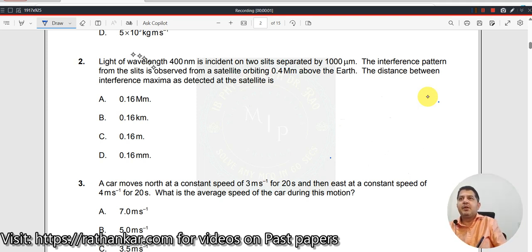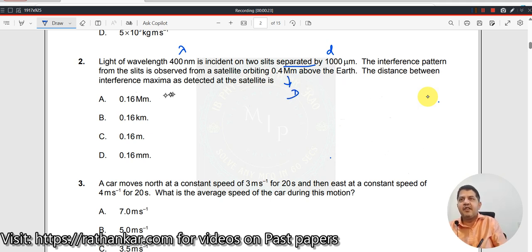Okay, question number 2. Light of wavelength 400 nanometers, which means lambda is given to you, is incident on two slits separated by a distance of 1000 microns. So, incident on two slits separated, which means what? Slit distance d is given to you. Interference pattern from the slit is observed from a satellite orbiting 0.4 megameters, which means what? This is your capital D given to you.